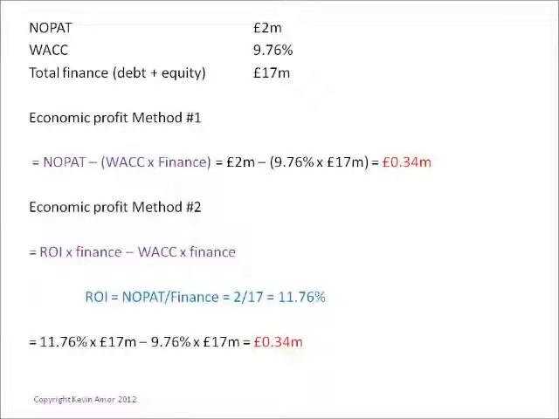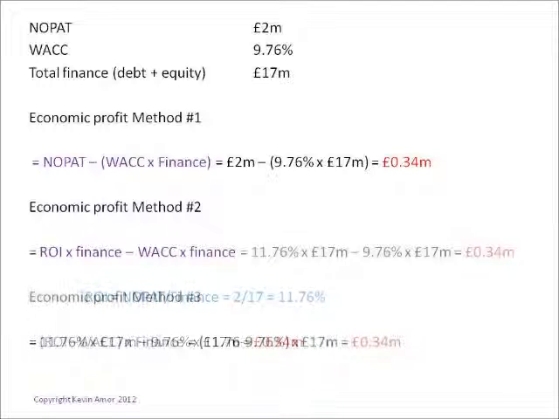In the second method, we use the return on investment. The return on investment is the proportion of, or the yield between NOPAT and our total finance. So NOPAT, as we can see, is simply ROI times the finance minus the WACC. So in other words, in the first method, we simply take NOPAT and we adjust that to make it ROI times finance. The ROI, there's the working, is the NOPAT divided by the finance, so it's 11.76%. And so we get 11.76 times 17 minus 9.76 times 17, 0.34 again.